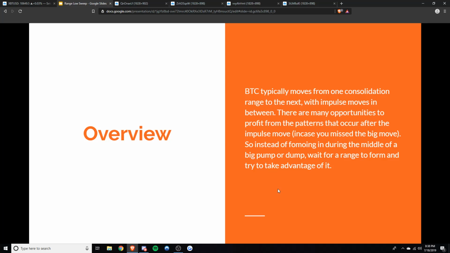So FOMOing in or trying to be a breakout trader is not going to go very well, especially in Bitcoin and in BitMEX especially. We just get tons and tons of fake outs, stop runs, wicks, false highs, false lows, all of that. And so trying to FOMO in at the beginning of a big pump or dump is typically not going to work out very well. So just wait for that move to be over with. Wait for it to finish out.